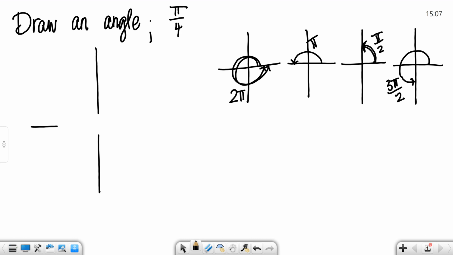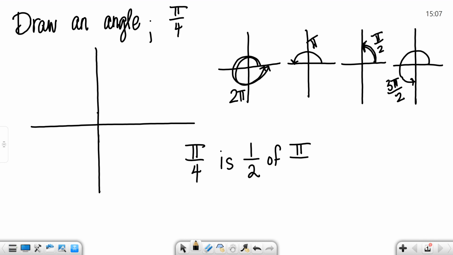All right, so let's say we have this pi over 4. I want to figure out how is pi over 4 related to one of these things that I just have drawn for you, one of these 4 graphs. Well, I know that pi over 4 is half of pi over 2, because if I take 1/2 and I multiply it by pi over 2, I definitely get pi over 4. Okay, so pi over 4 is half of pi over 2.